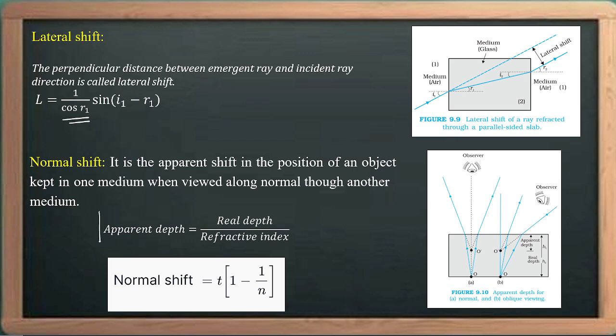So most importantly, for board level we use this, like refractive index of the material is equal to real depth divided by apparent depth. So both are very important.